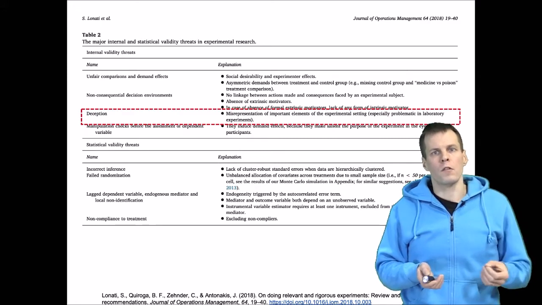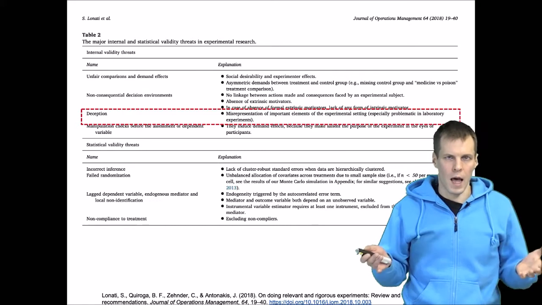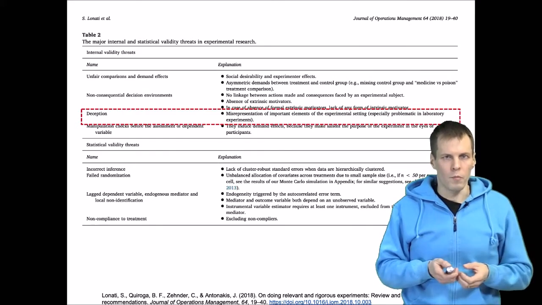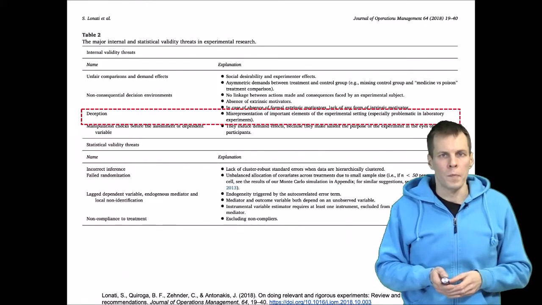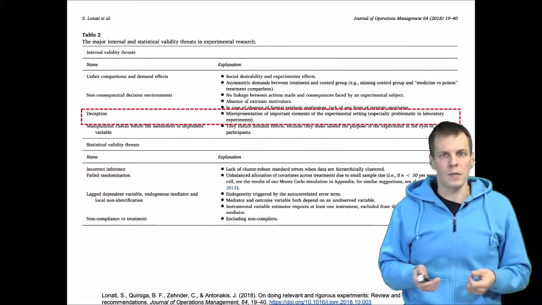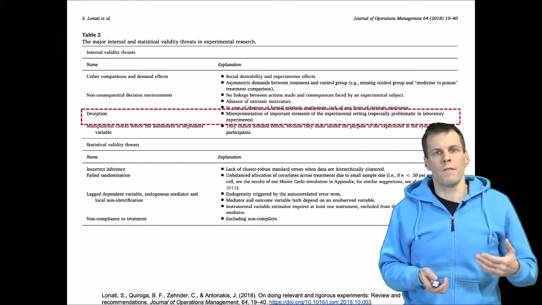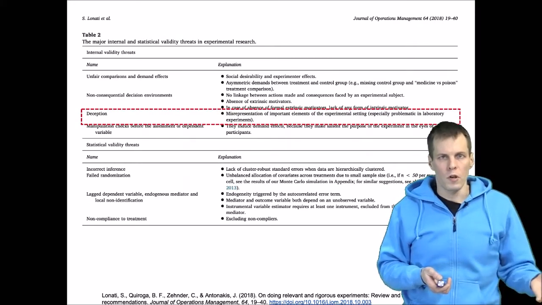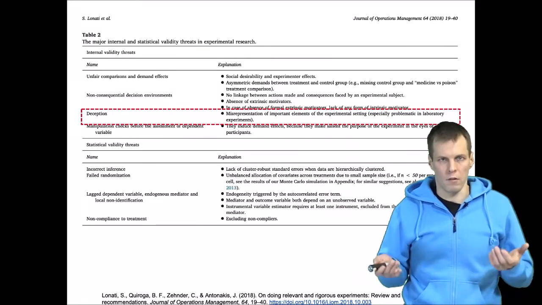Then there's another issue about deception. So if you have a lab where you invite people, particularly if you invite students there and you know that the students will be subjects in a couple of experiments during their studies, if you deceive them and they find out that they were lied to in the first experiment, how are they going to take you seriously in your second experiment?